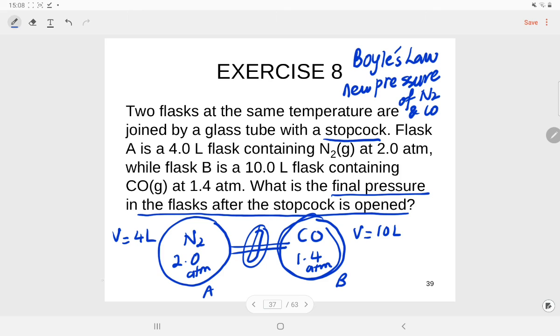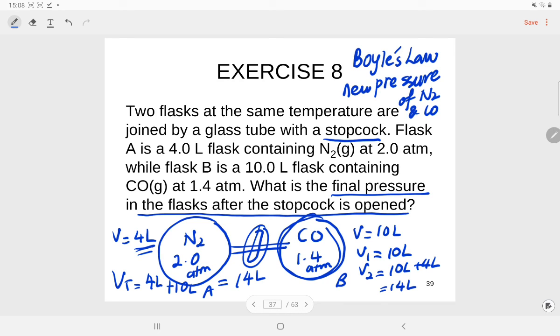Okay, initially nitrogen is in a 4 liter volume, but when the stopcock is opened, the total volume is 4 liters plus 10 liters, which is equivalent to 14 liters. Same goes for your CO, where V1 is 10 liters, but after the stopcock is open, V2 becomes 10 liters plus 4 liters, equivalent to 14 liters. So I'm going to see you guys in the next video with the discussion on this exercise 8. Okay, take care everyone, stay safe.